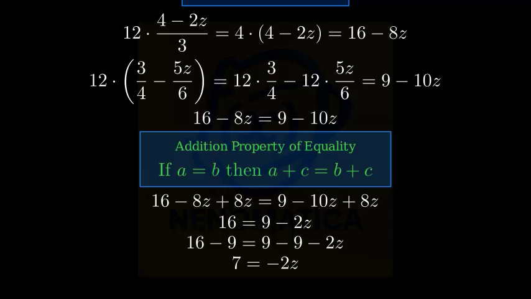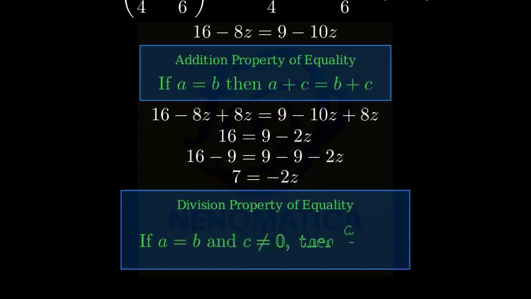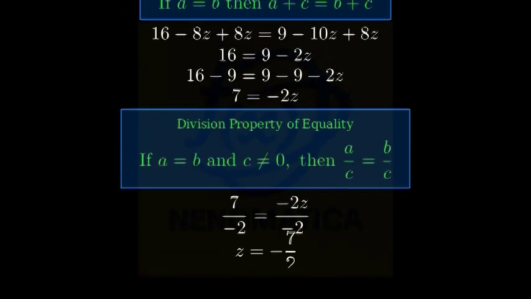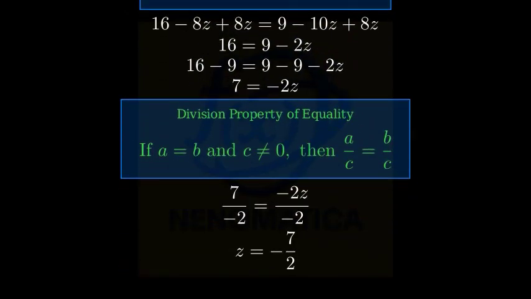Finally, we can solve for z by dividing both sides by negative 2. 7 divided by negative 2 equals negative 3.5, or negative 7 halves. So, z equals negative 7 over 2. Now, let's look at a second example.